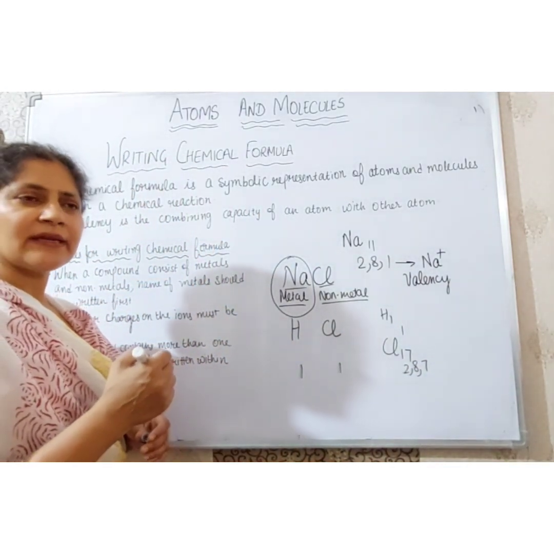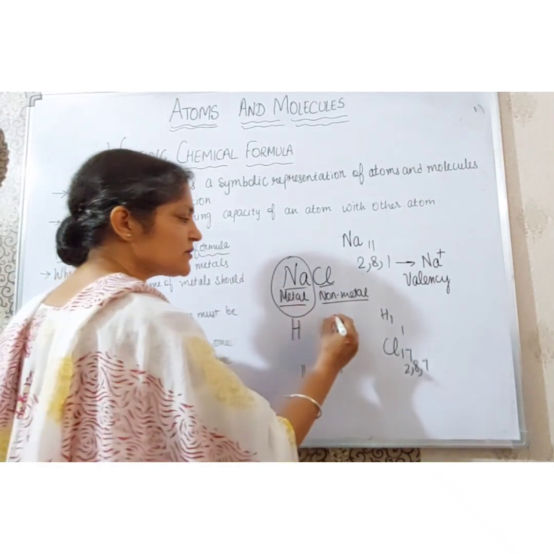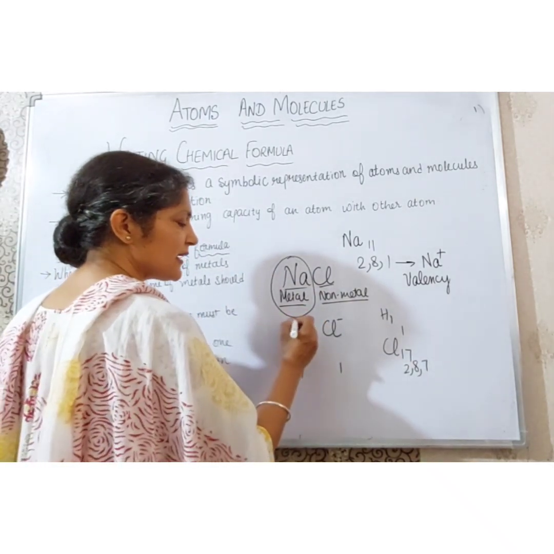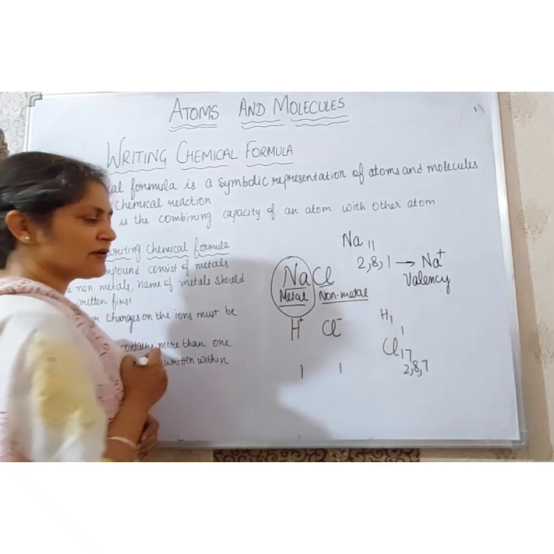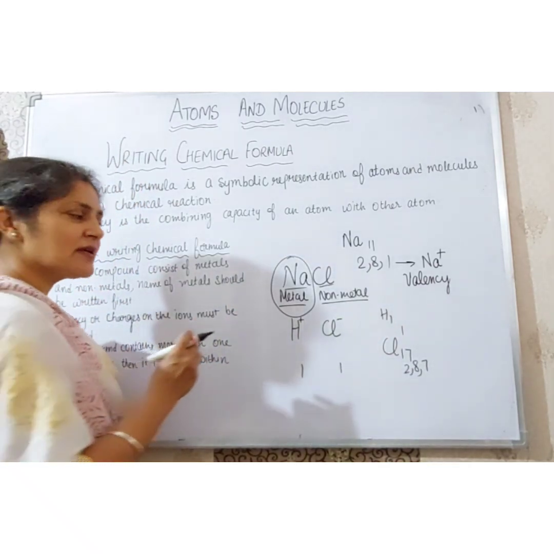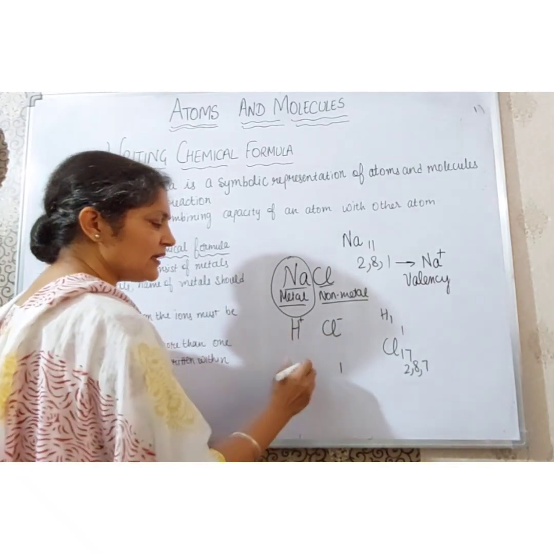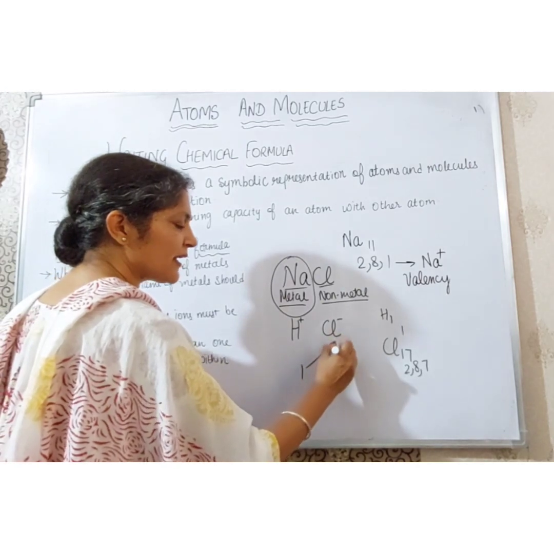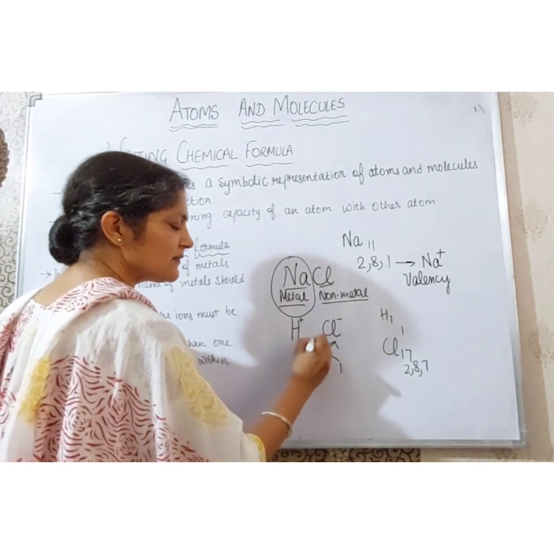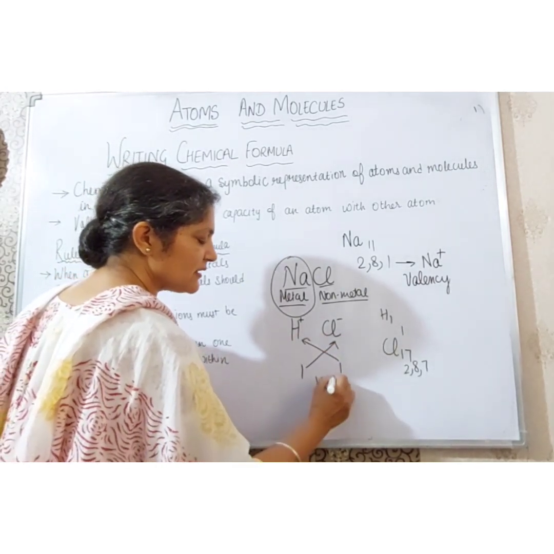It can gain 1 electron. Right, students? It can gain 1 electron, so it has a negative charge, and hydrogen can give 1 electron, so it has 1 positive charge. So they have 1 valency each. So when we write their formula, this will become HCl.